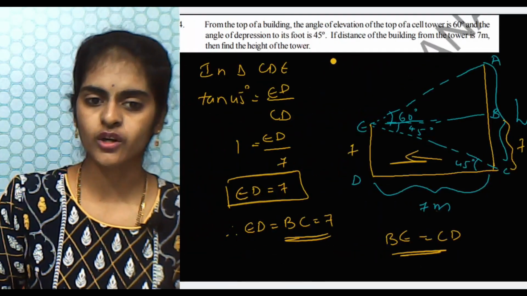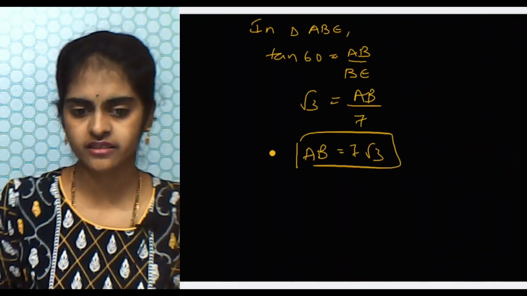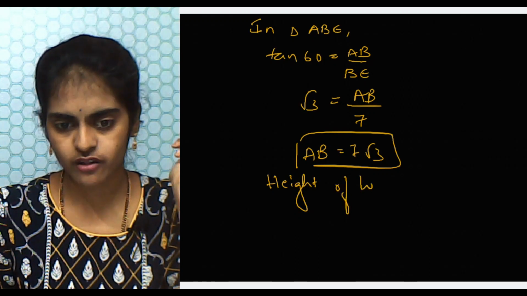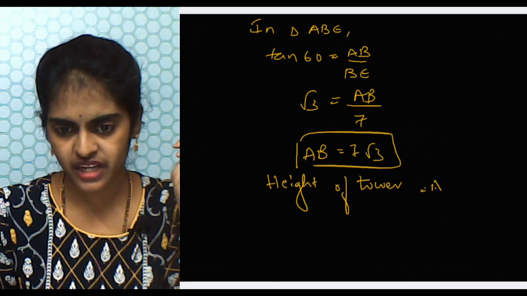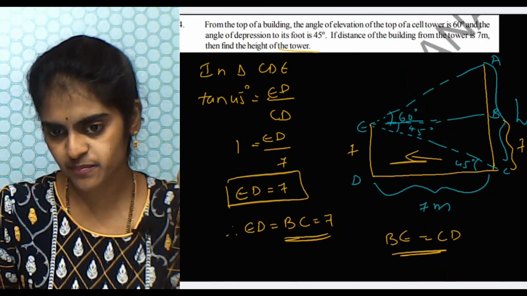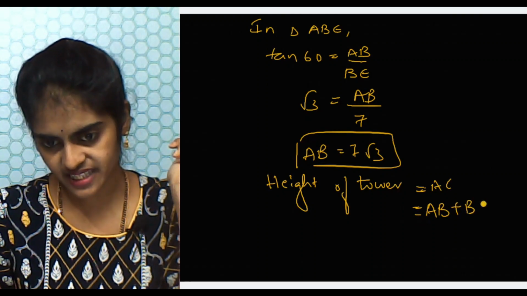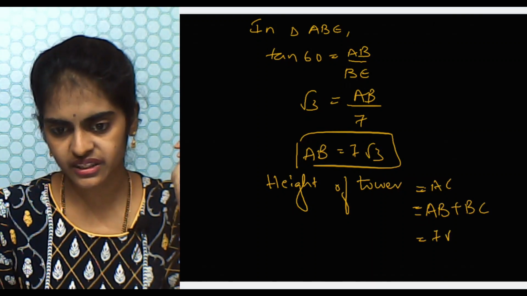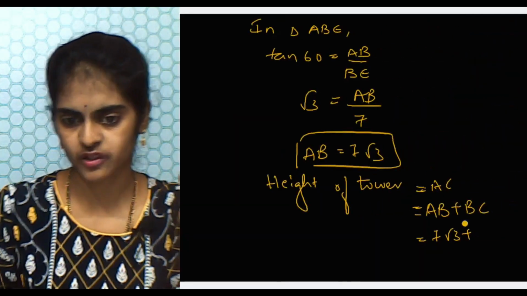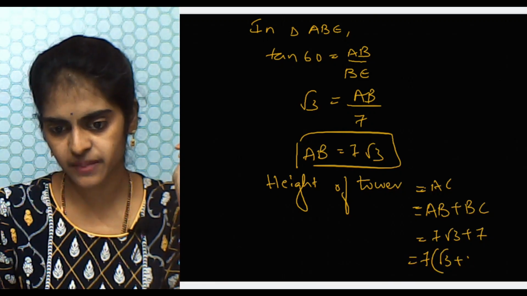Now you want to find the height of the tower. The tower is complete AC. So how will you get the height of the tower? Height of tower is nothing but AC, and AC is nothing but AB plus BC. So AB is 7 root 3 plus BC, which you got as 7. Here you can take 7 common, so this is root 3 plus 1.